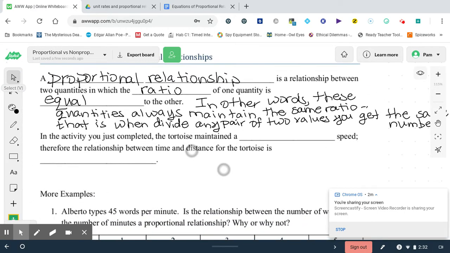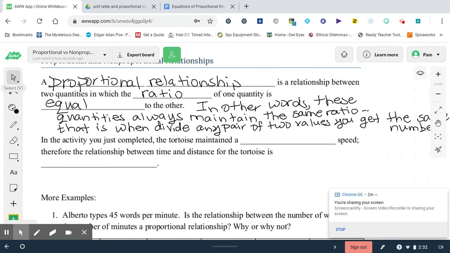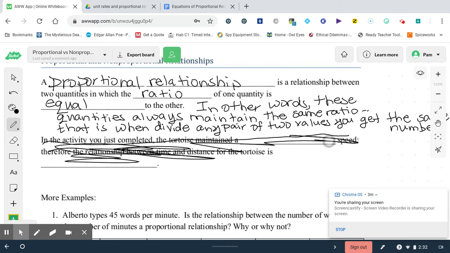All right. There's a part here that says in the activity you just completed. Well, we didn't complete an activity because we're not in school. So what I want you to do is scratch that. We're not doing that at all. We're just not even going to worry about that. Now, if you were in school, I would have had you complete this activity that goes along with this lesson. But we're not in school. Like I said, we're going to go ahead and just continue on.